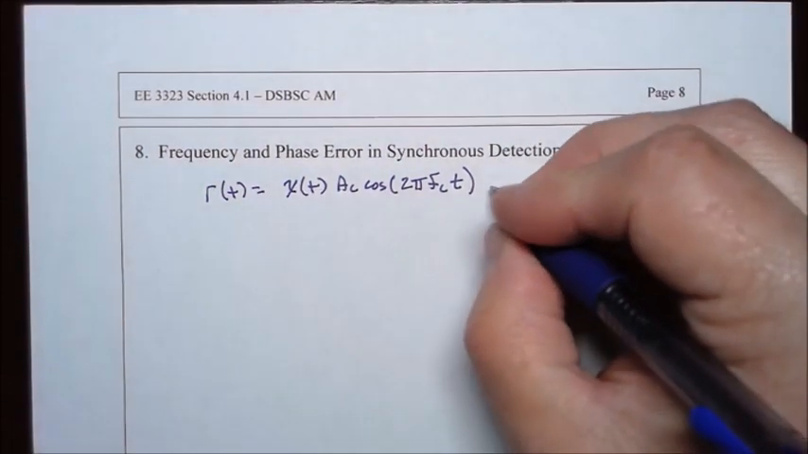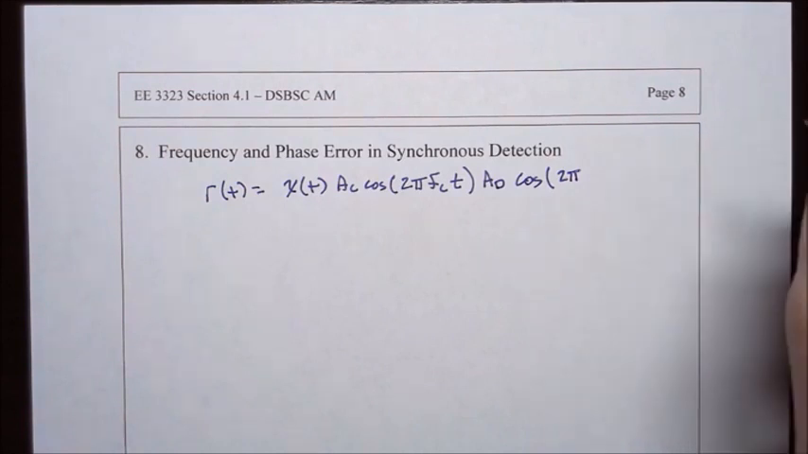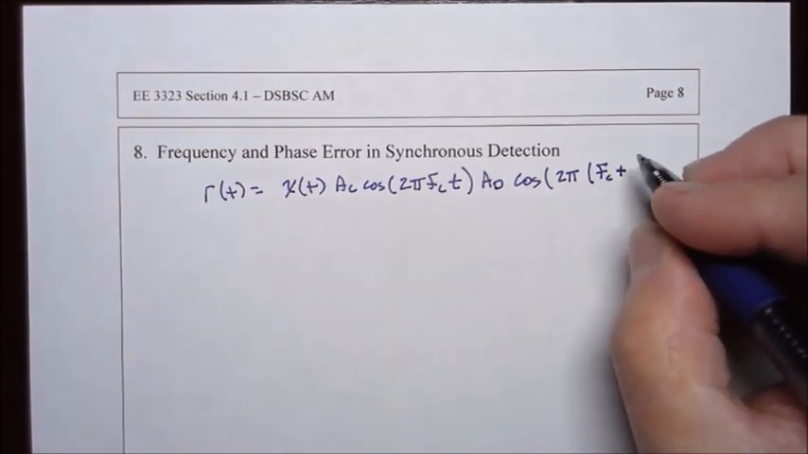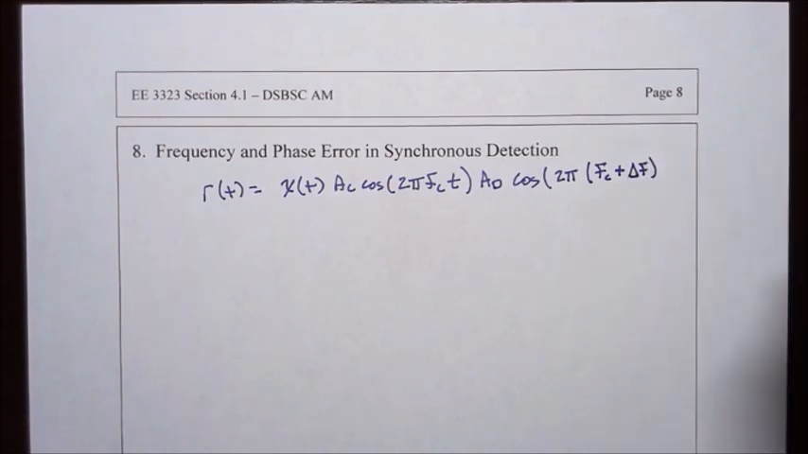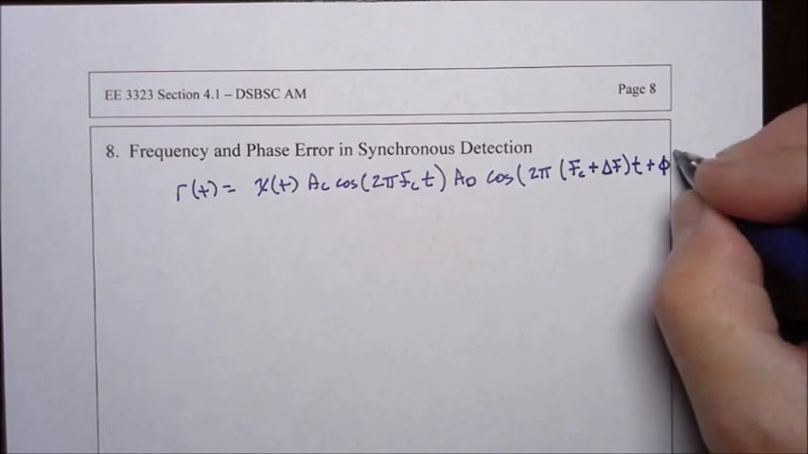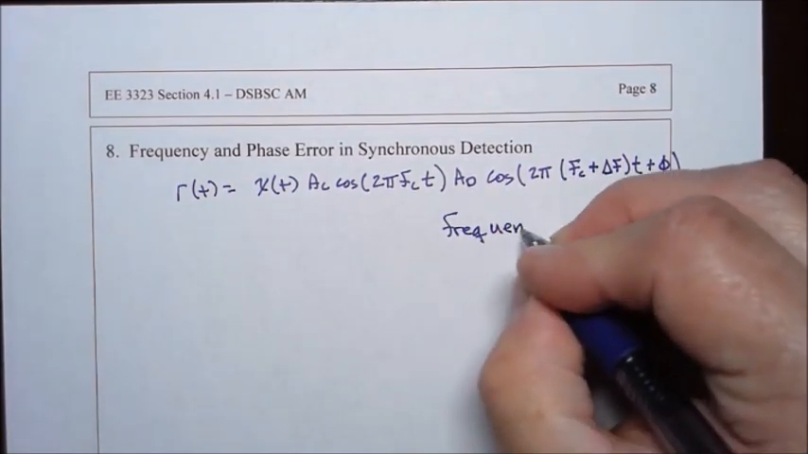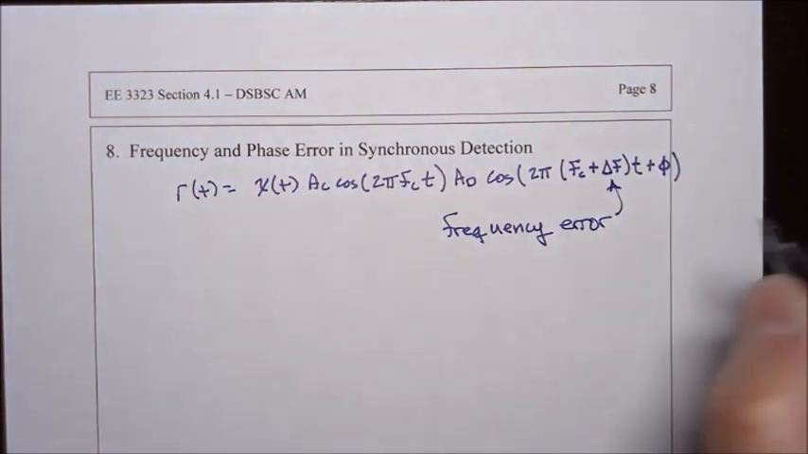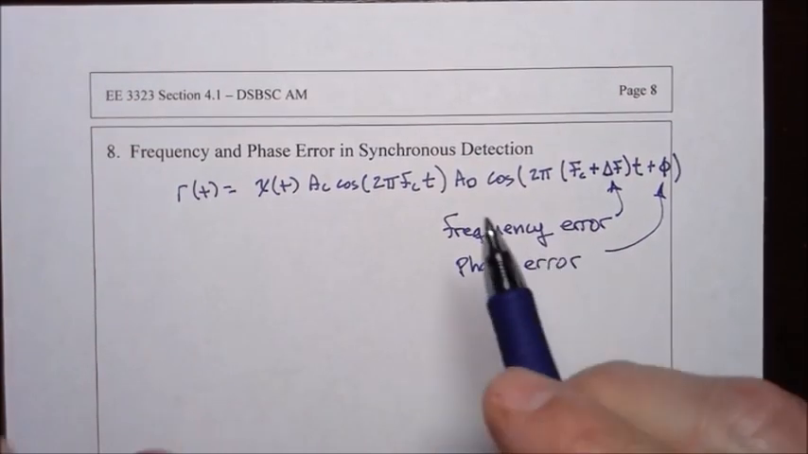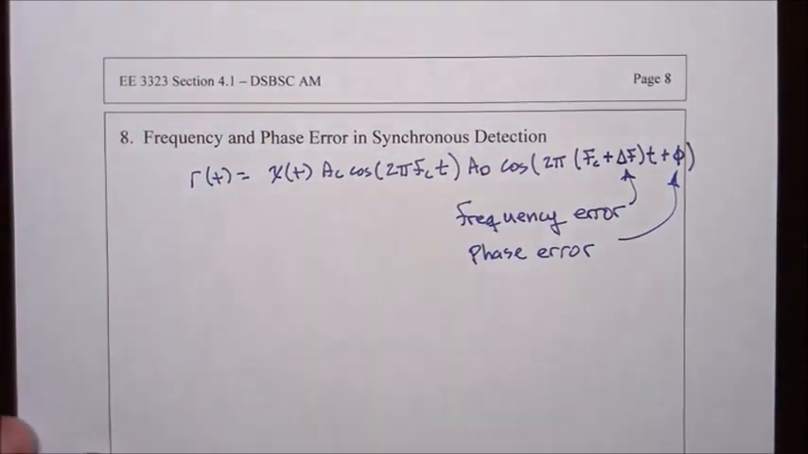Now we will mix that with a close replica of the carrier signal, amplitude AD cosine 2 pi. Instead of the carrier frequency, though, I'm going to make it the carrier frequency plus a bit of error, and that error in the frequency I will call delta F. And just to be complete, let's also put a phase error, phi, into that signal as well. So we have both frequency error, delta F, and phase error, phi. We want to see how this will affect our ability to demodulate the signal and retrieve a copy of the message signal.